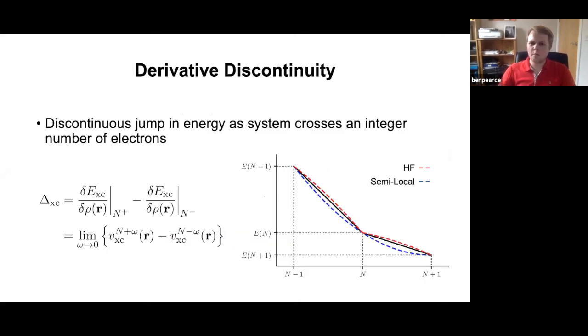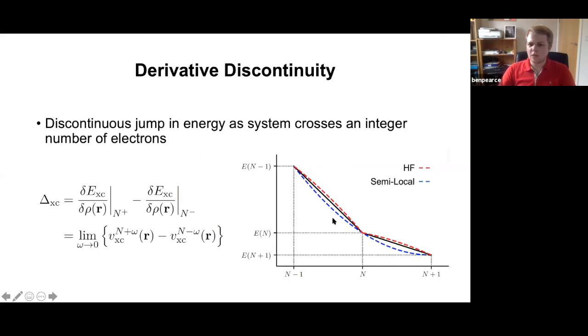So why might we want to actually investigate the ensemble OEP? Well, one potential application is to try and extract a derivative discontinuity for local and semi-local functionals, which traditionally yield a zero derivative discontinuity. So for those who aren't familiar, the derivative discontinuity is a jump that occurs in the energy as a system crosses an integer number of electrons, as illustrated by the figure on the right-hand side.